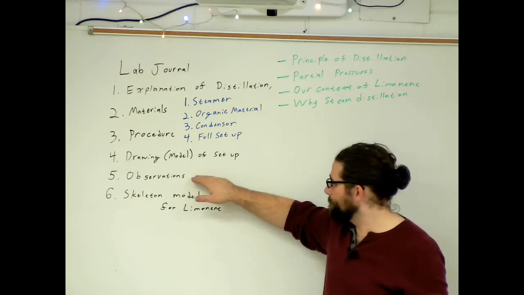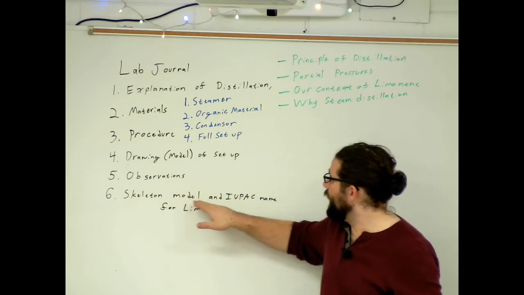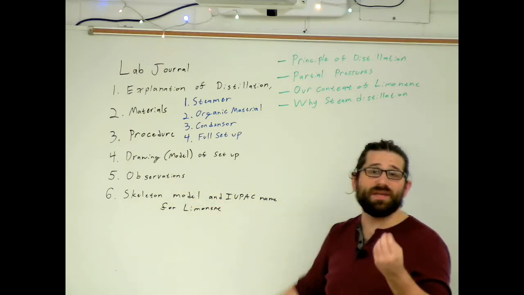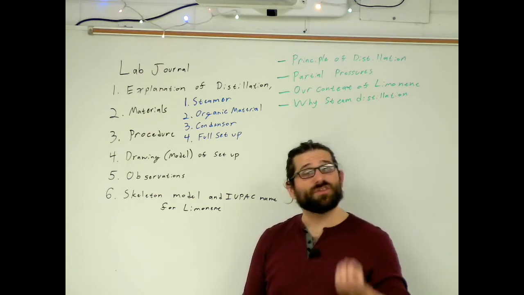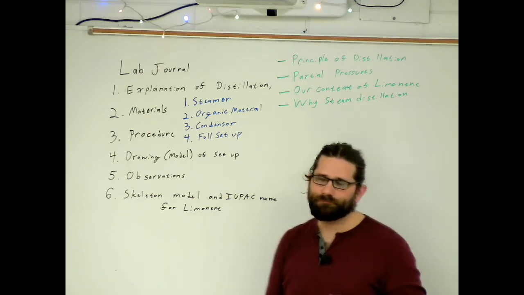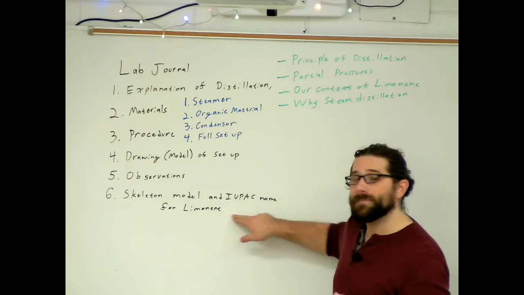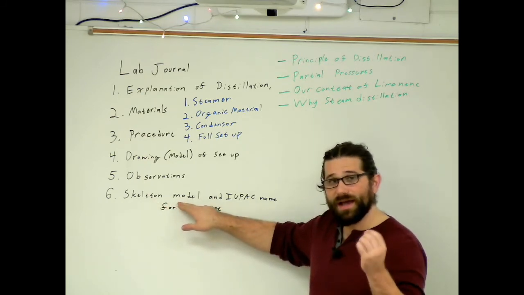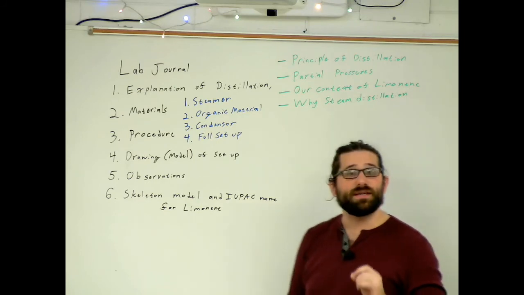Okay? And lastly, you're going to draw out the skeleton model and give the IUPAC name for limonene. Limonene is a conventional name. It doesn't say anything about the structure of the molecule. So you can Google limonene molecule. That will give you a picture of the skeleton model, and you'll be able to use that skeleton model to create the IUPAC name. Okay?